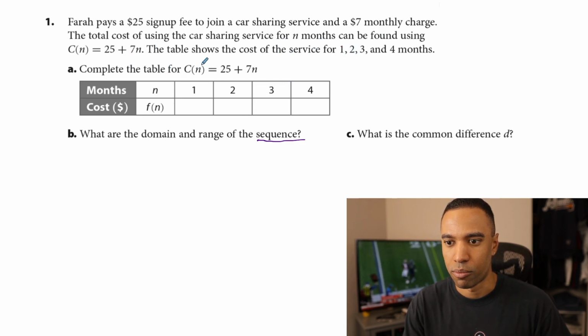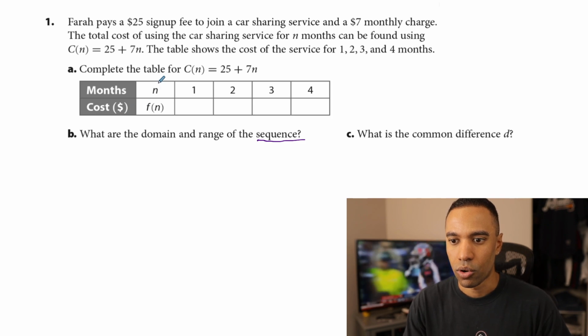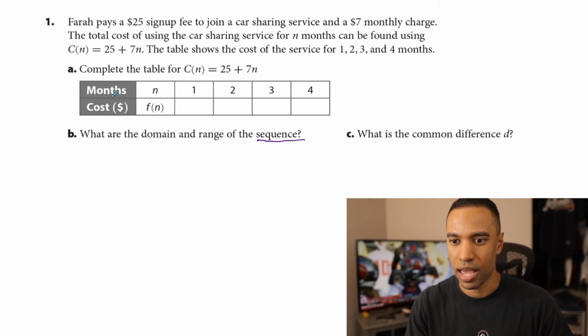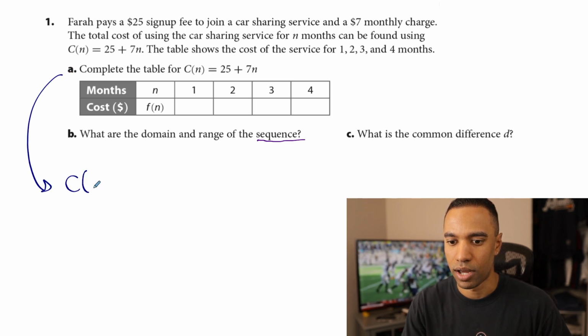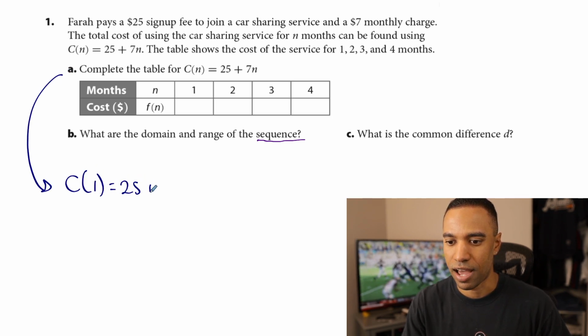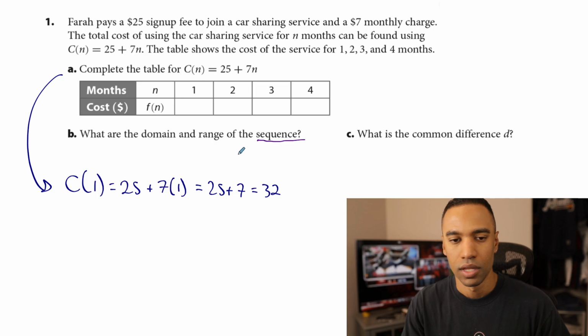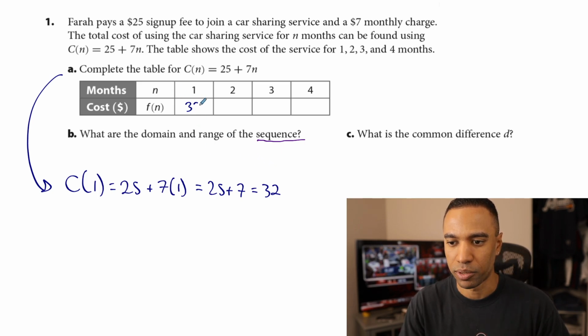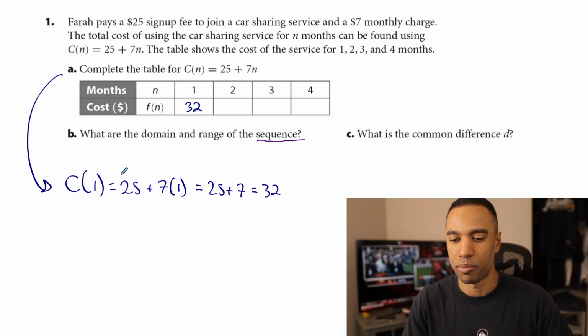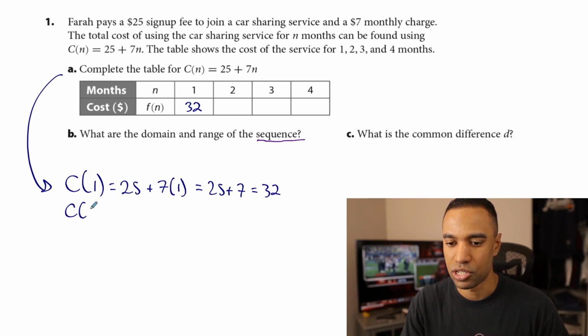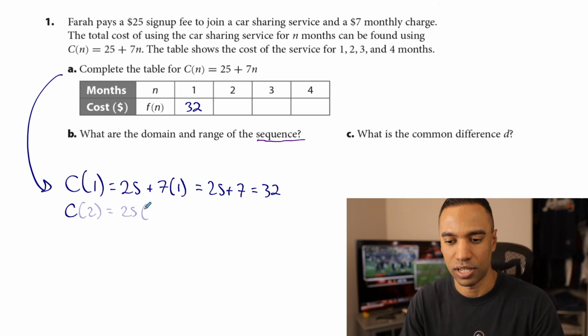Cost of service for 1, 2, 3, and 4 months. Complete the table. Okay, so in order to find out when n is 1, this is for part A, when n is 1, we're going to go C of 1 equals 25 plus 7 times n, which is 1, 25 plus 7, which is 32. So this is kind of more in the explicit form right here. For 1 month, she'll be paying $32. And then C of 2 is going to be 25 plus 7 times 2. Let me do that again.